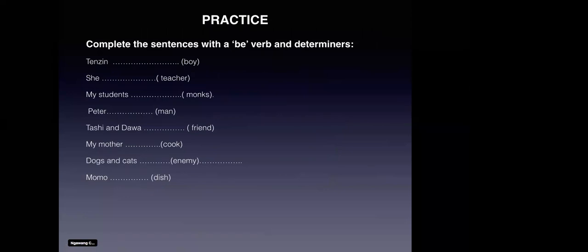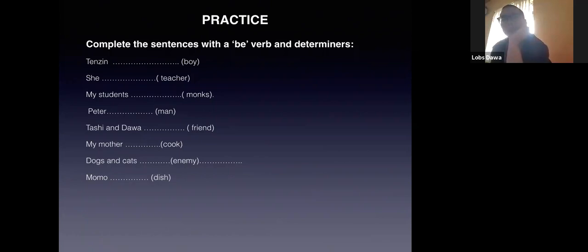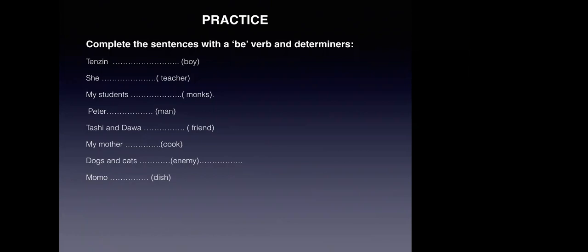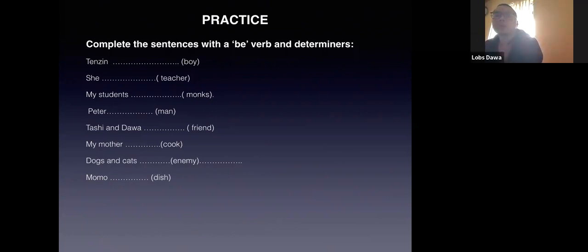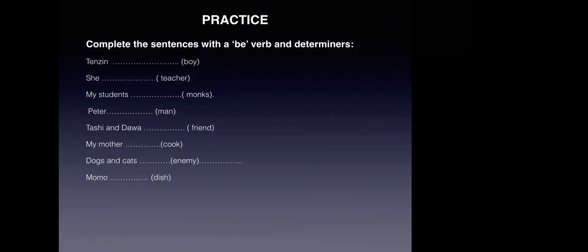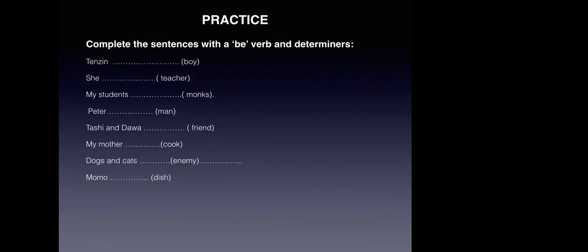Tenzin is a boy. Okay, then. She is my teacher. Yes. My students are monks. Yes. Then Peter is a man. Peter is a man. Yes.